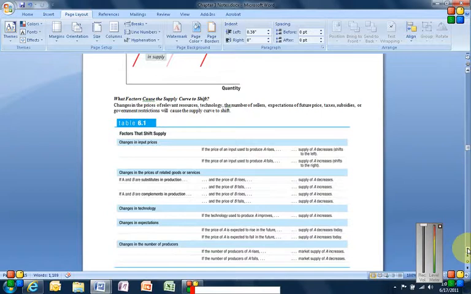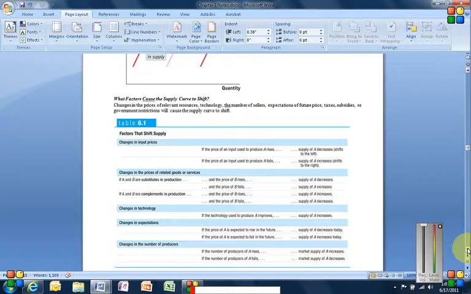If technology takes a step back, deteriorates, proves to be ineffective, supply is going to shift to the left. The number of sellers. Very simple. If the number of sellers of that product or service increase, then supply for that product or service overall in the marketplace is going to increase. If sellers start to leave that marketplace, the number of sellers decrease, then supply will shift to the left because supply is decreasing.